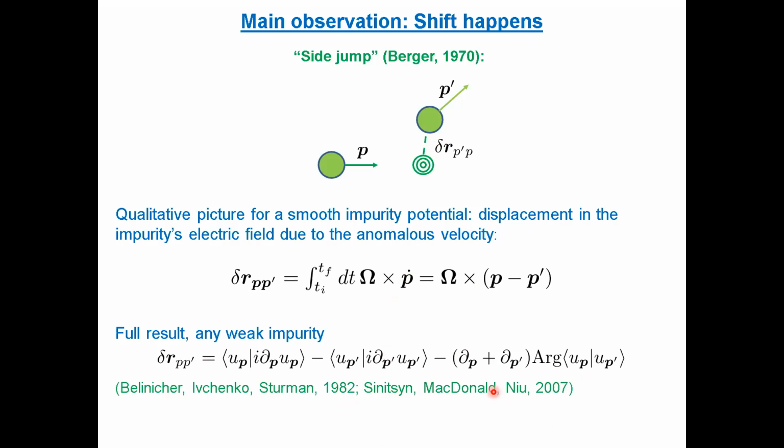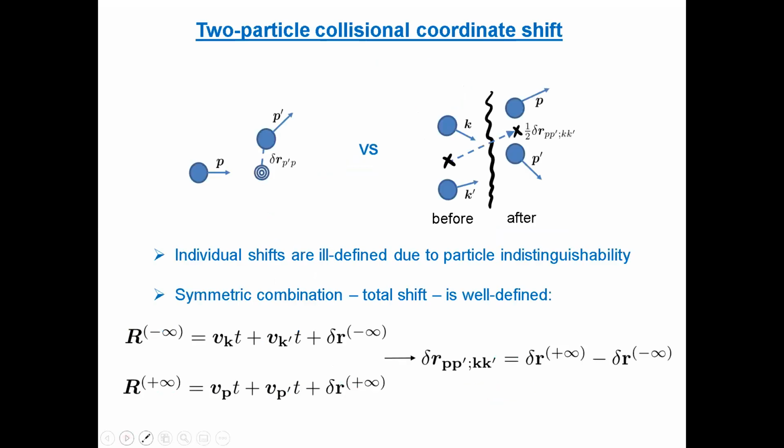But what I would like to talk about today is not this single particle shift, but a two-particle generalization. The question I would like to ask is whether there is this shift in collisions of two electrons. There are no impurities now. There are only collisions of two electrons, which of course conserve energy and momentum. But are there shifts associated with these changes of quasi-momentum? So let's talk about this.